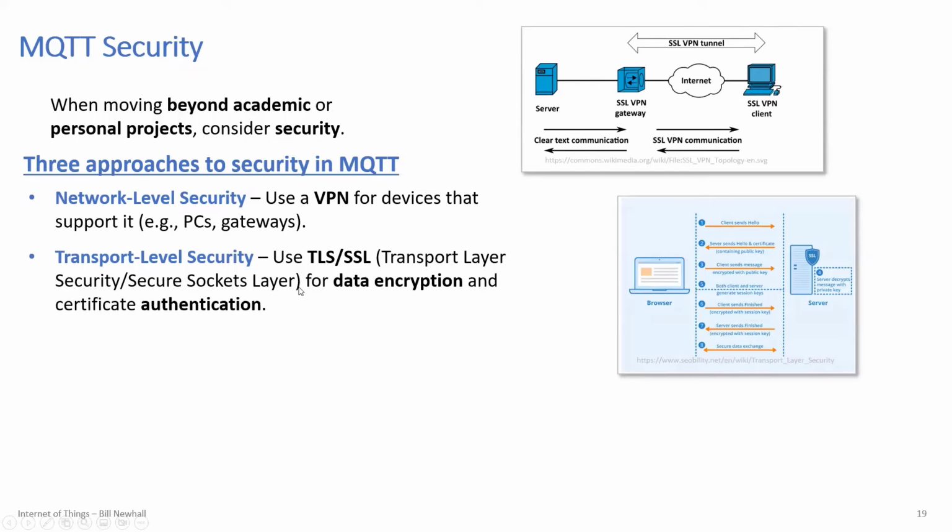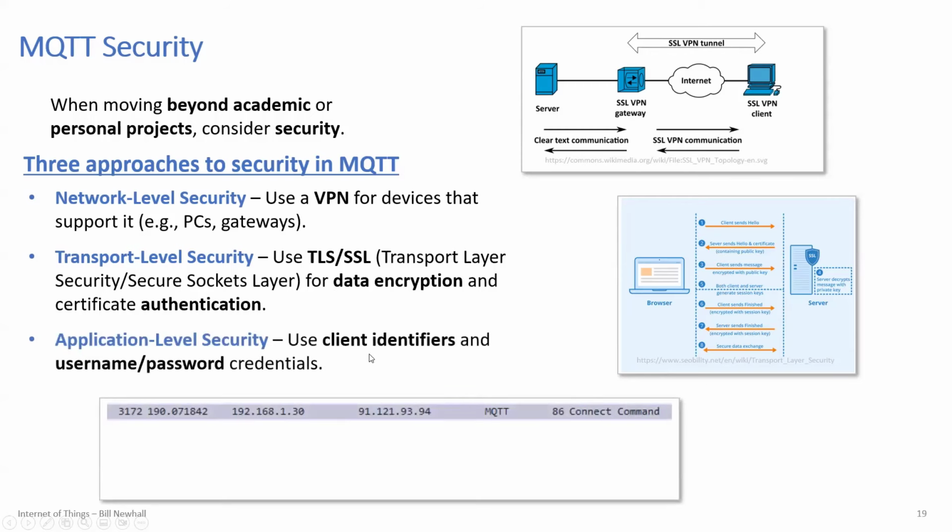And that encrypts your data between your clients and your broker. And it also offers authentication, so you can authenticate clients. Okay, and there's application level security, and that's built into MQTT. That uses client identifiers. Remember, you can specify client IDs and usernames and passwords.